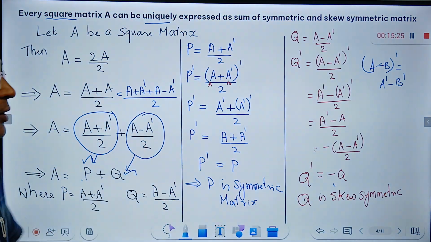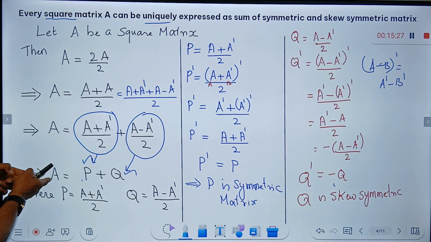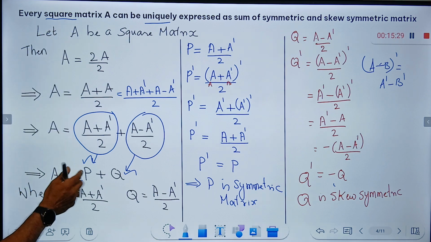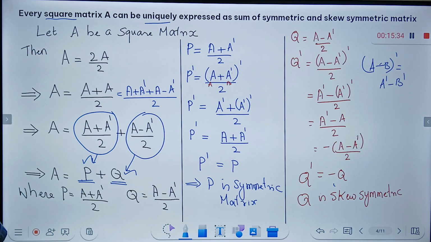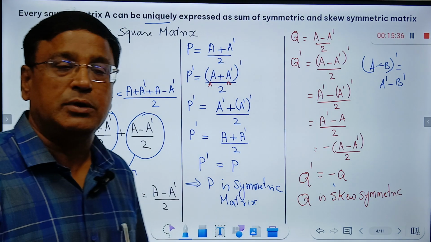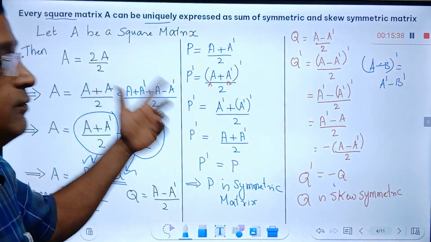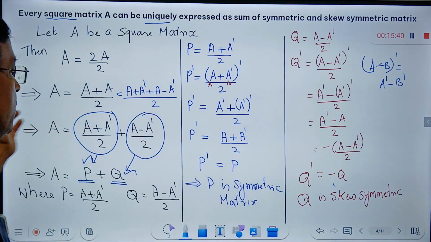So what have we proved? You have expressed your matrix A, what matrix? Square matrix A as sum of symmetric and skew symmetric matrix. Okay. Uniqueness I am not verifying, because since you know the result, the derivation of the result is not important, so I am not going to derive it.